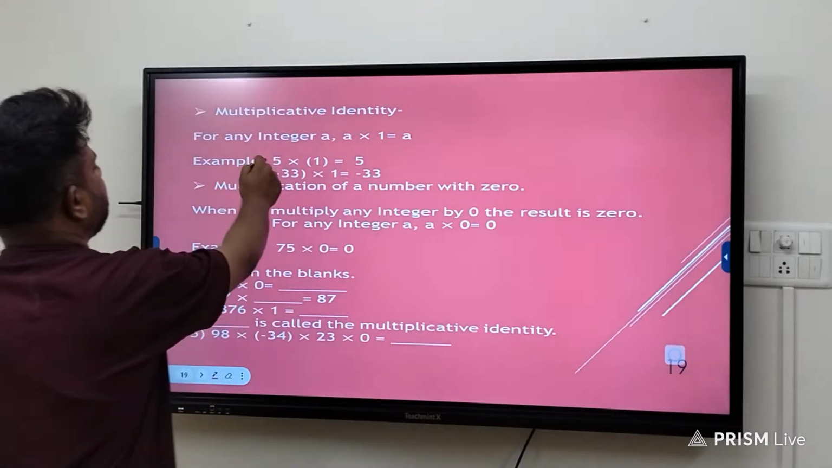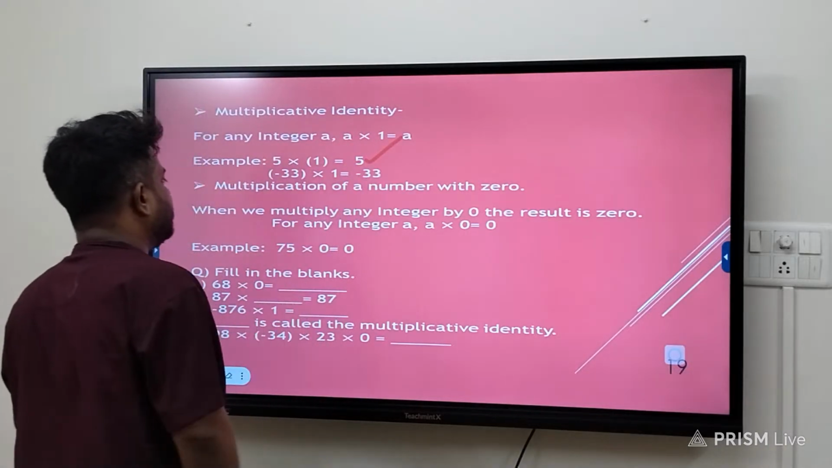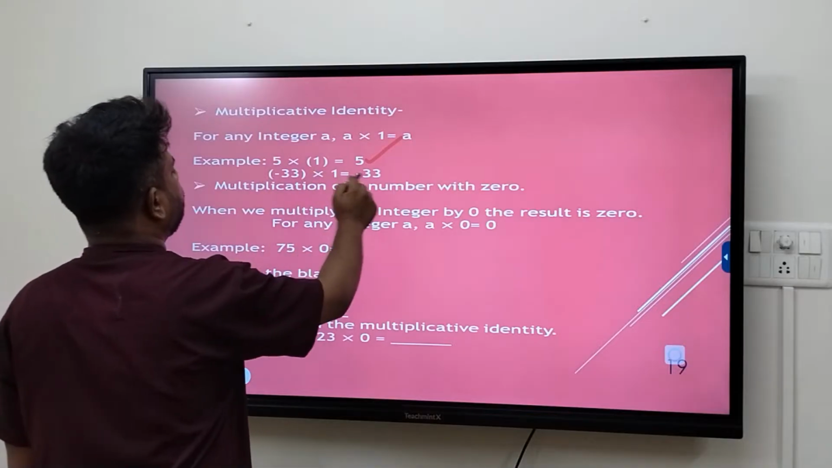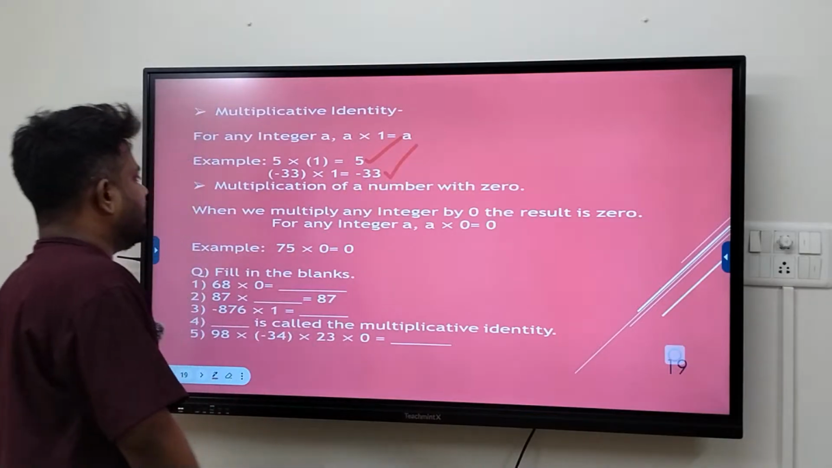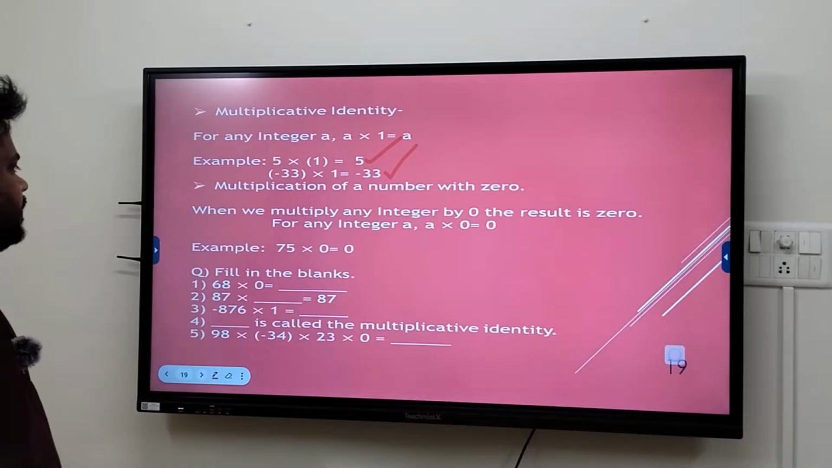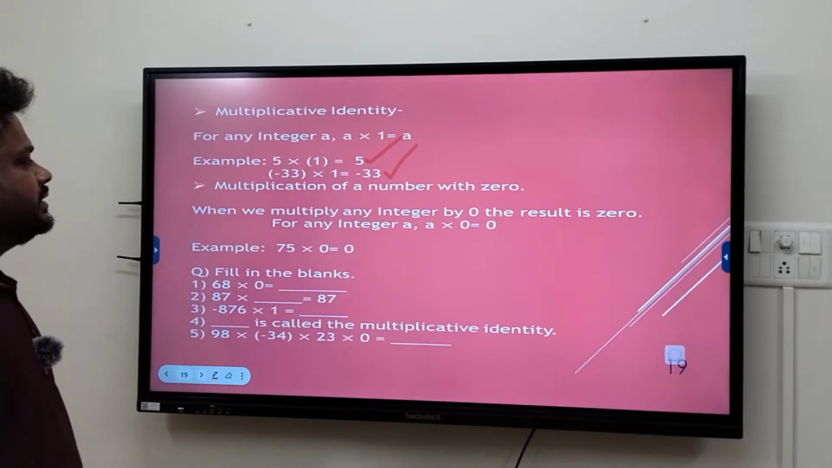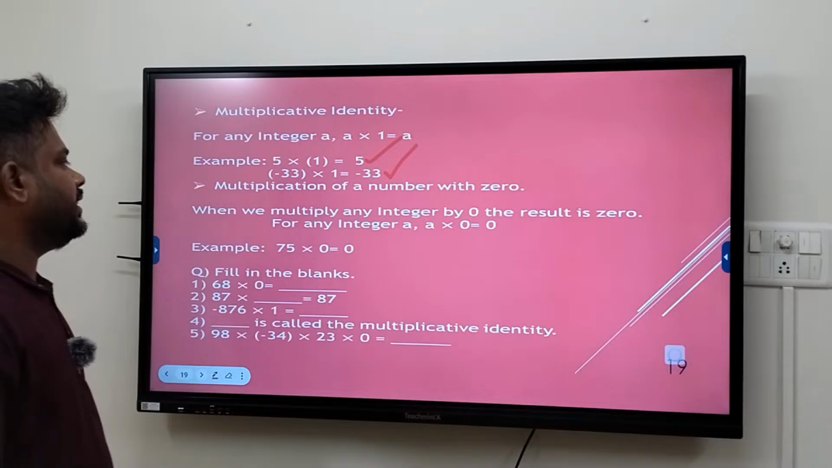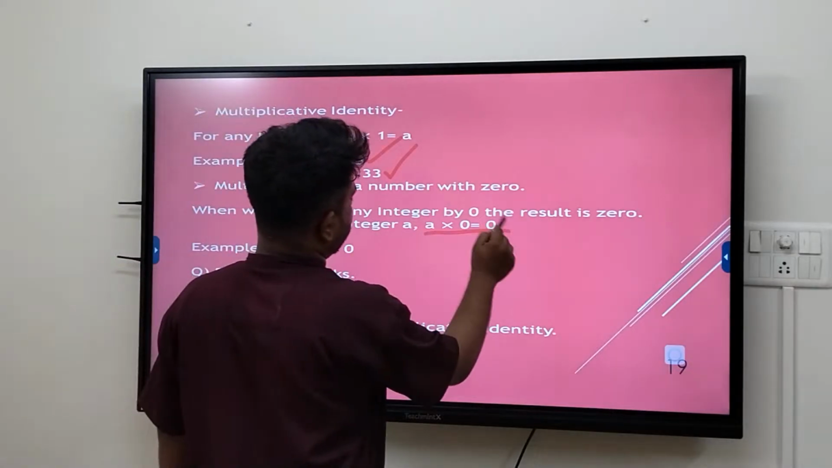Okay, multiplicative identity: for any integer a, a into 1 is equal to a. Examples: 5 into 1 gives us 5, and minus 33 into 1 gives us minus 33. Multiplication of a number with 0. When we multiply any integer by 0, the result is 0. For any integer a, a into 0 is equal to 0.